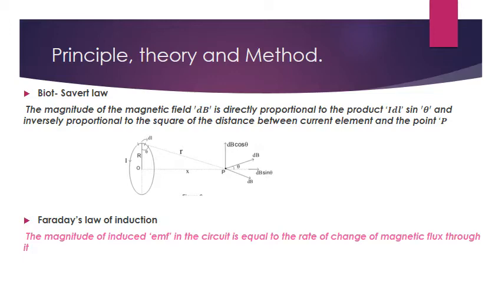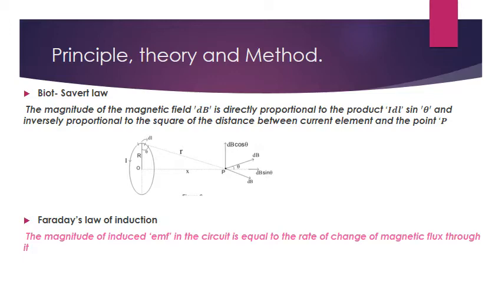Later we will look at the method of obtaining the value of magnetic field intensity at the center of the circular coil. This experiment is basically based on the first law, called Biot-Savart's law. As per this, the magnitude of magnetic field intensity or magnetic flux density is directly proportional to the product of I dl sin theta and inversely proportional to the square of the distance between the current element and the point P.